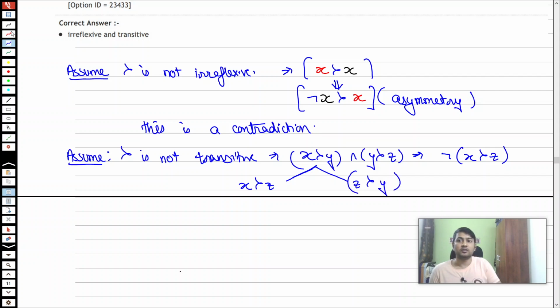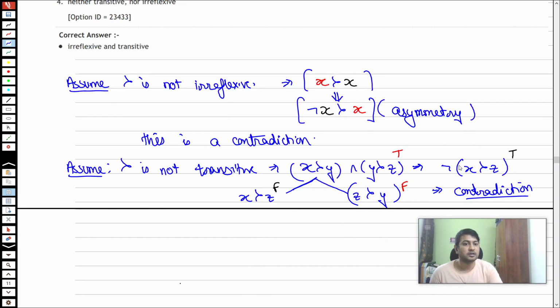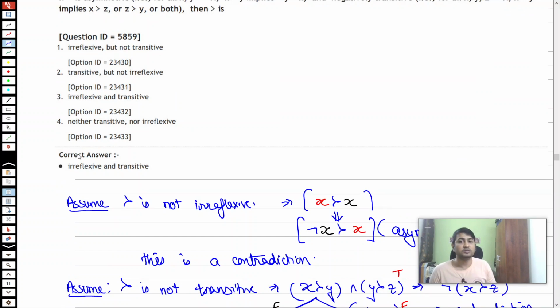Okay, now since this thing is true, this thing needs to be false. And since we have assumed this to be true, this has to be false. So neither of these statements can be correct. So what we end up at is a contradiction. So neither of these assumptions can be correct. So that's why what we say is that both the assumptions are wrong. So it is both irreflexive and transitive. So that's option number 3.